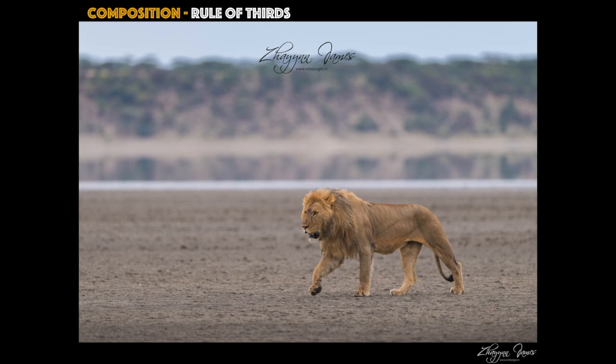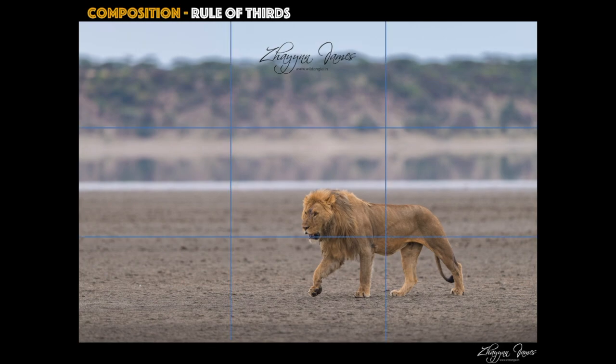Your screen or your viewfinder in your camera is divided into a series of thirds. So you have 2 lines vertically, 2 lines horizontally, and ideally speaking, you try to place your subject on one of those intersecting points, right? So which one of those intersecting points? In this case, the animal is moving from right to left, and I've got a little bit of landscape at the back, so I want it at the bottom right.